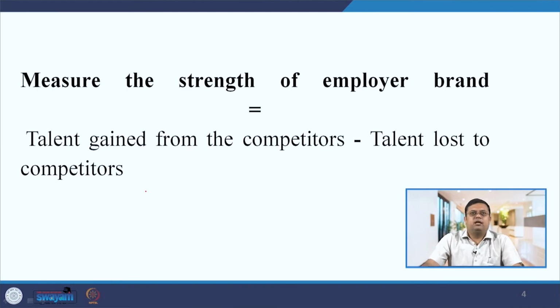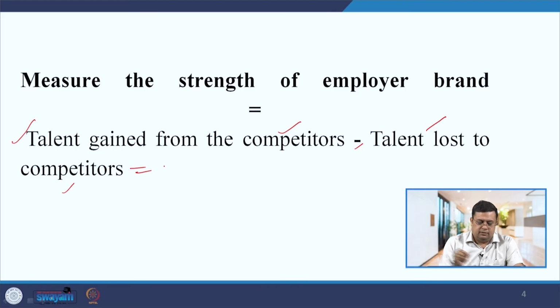Next, measure the strength. If somebody asks you how strong your brand is, how will you answer? There is a simple formula: talent gained from the competitors minus talent lost to the competitors. You have defined the talent for your organization, so as per your talent definition, how many people from your competitors have joined your organization?